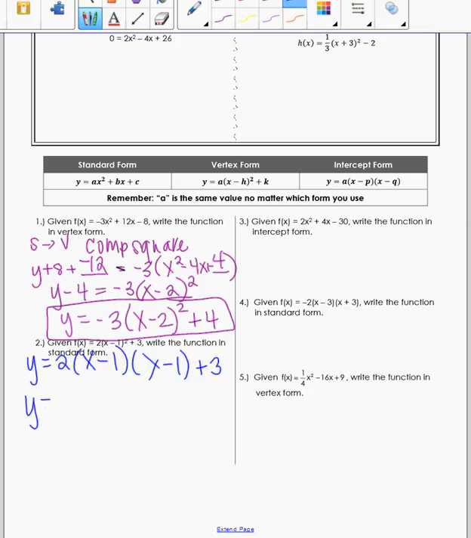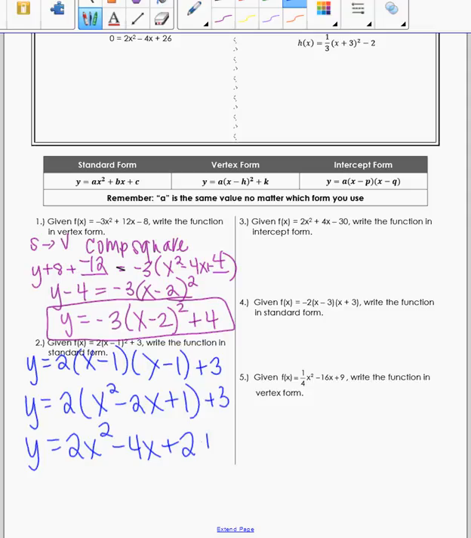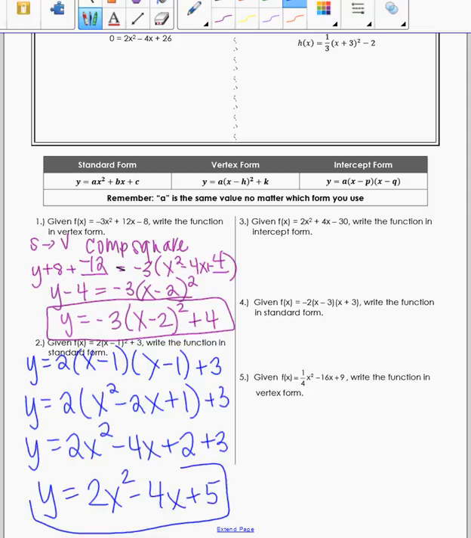We have y equals 2. When you double distribute, you get x squared minus 2x plus 1, plus 3. Distribute in your 2, so you have 2x squared minus 4x plus 2, and then plus 3 at the end. Now you can combine like terms one more time, and you have 2x squared minus 4x plus 5. That's your final answer.